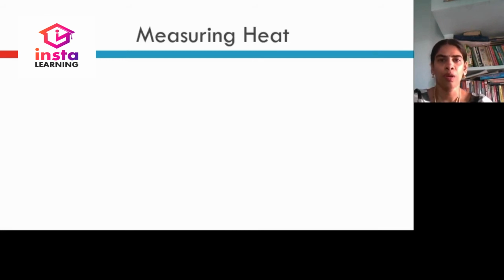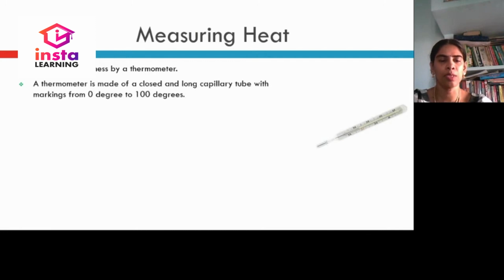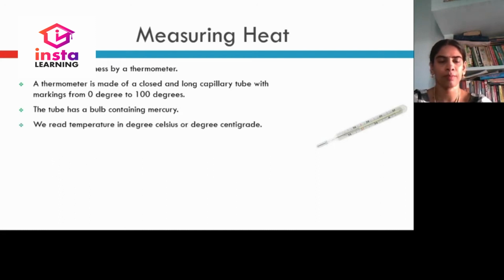Let us now learn how to measure heat. We measure hotness by a thermometer. A thermometer is made up of a closed and long capillary tube with markings from 0 degrees to 100 degrees. The tube has a bulb containing mercury. We read temperature in degrees Celsius or degrees centigrade. The temperature of a normal person remains about 37 degrees Celsius.